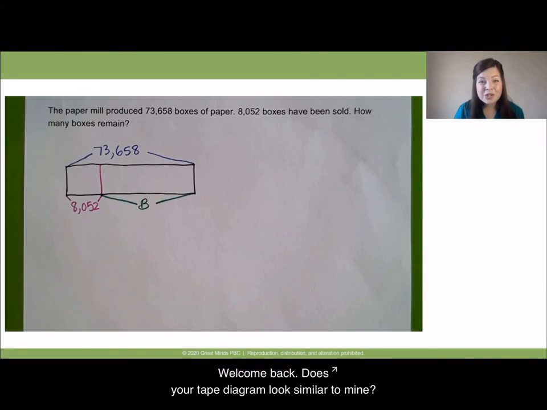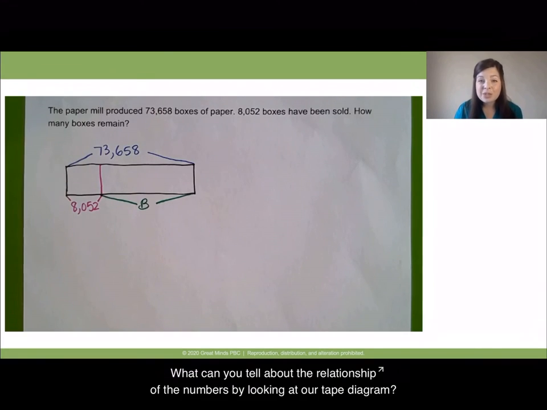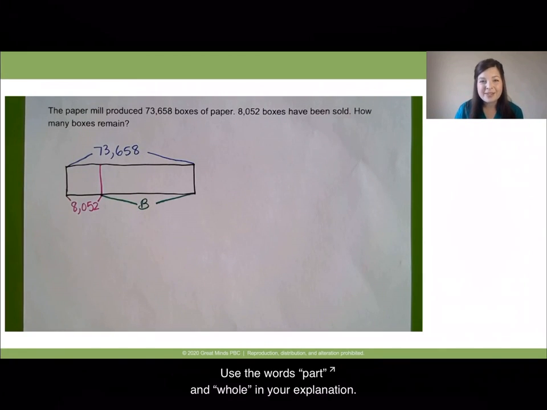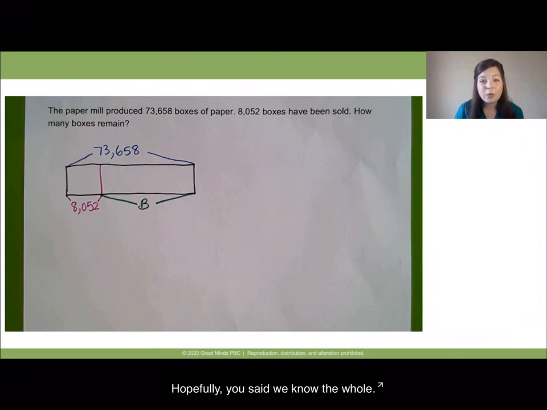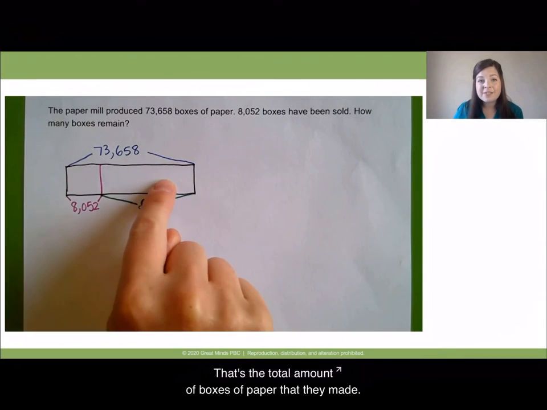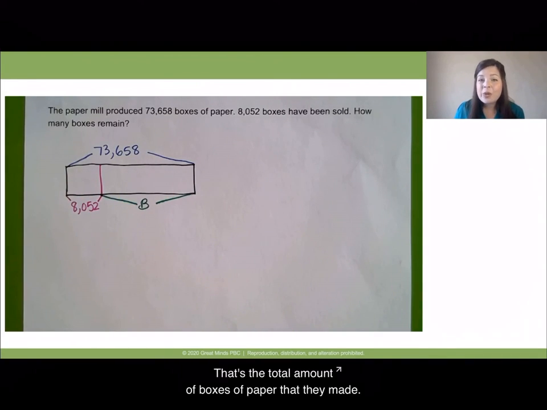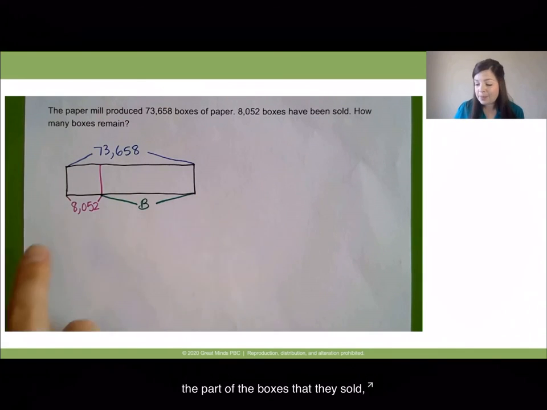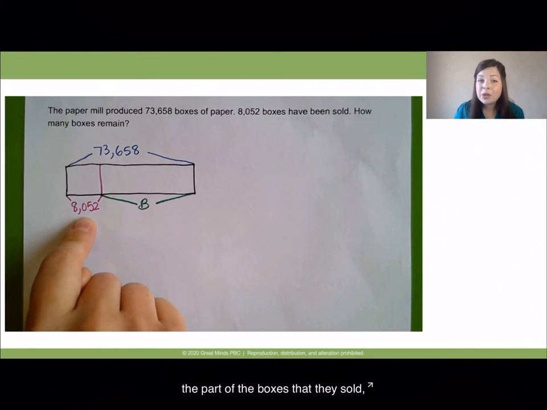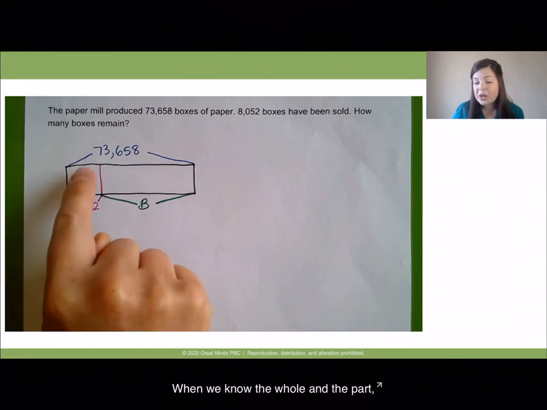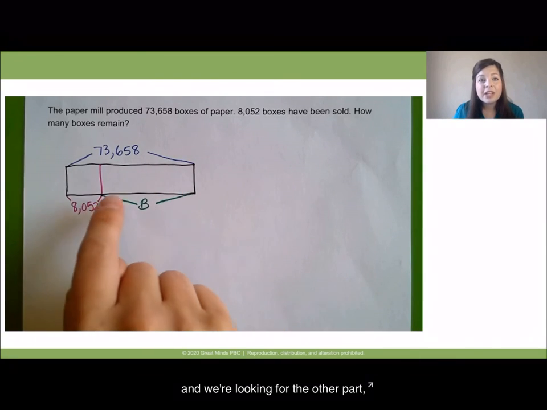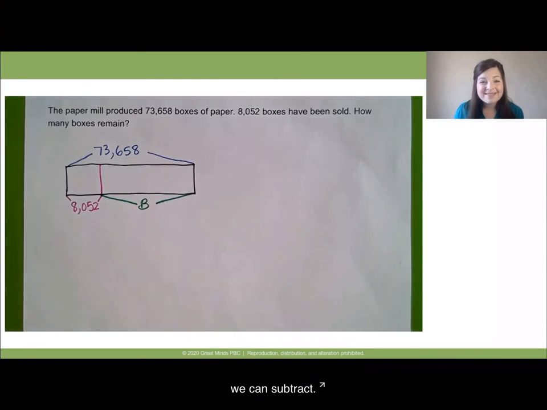Welcome back. Does your tape diagram look similar to mine? What can you tell about the relationship of the numbers by looking at our tape diagram? Use the words part and whole in your explanation. Hopefully you said, we know the whole. That's the total amount of boxes of paper that they made. We also know a part of the boxes that they sold. And we're looking for the other part, the boxes that they still have. When we know the whole and a part, and we're looking for the other part, we can subtract.